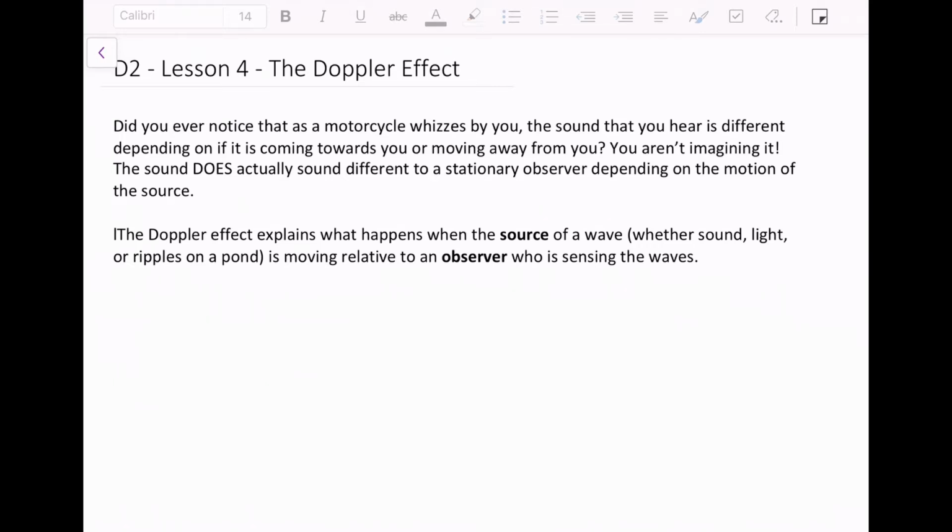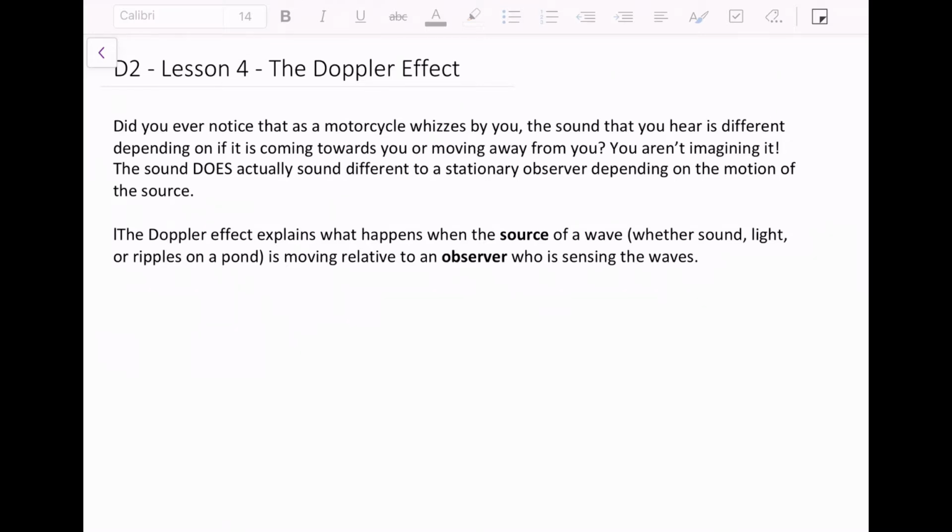Here in Physics 20, we aren't going to be dealing with observers that are also moving. So in this case, it's just going to be the source that is moving. And most of the time, that source is going to be creating sound waves here in Physics 20.